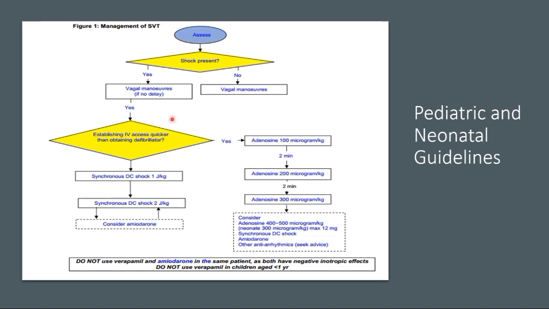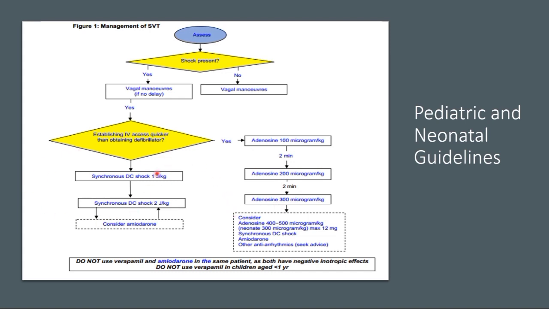If there is no shock, we only go for the vagal maneuvers, and all the vagal maneuvers are defined in these pediatric guidelines. If the patient is in shock, while arranging other parameters, we start the vagal maneuver first. If there is no delay in time, then look at whether establishing IV access is quicker than obtaining a defibrillator. If the IV line is quicker, then instead of obtaining the defibrillator, we give IV adenosine. Then after 2 minutes, we can repeat and increase the dose.